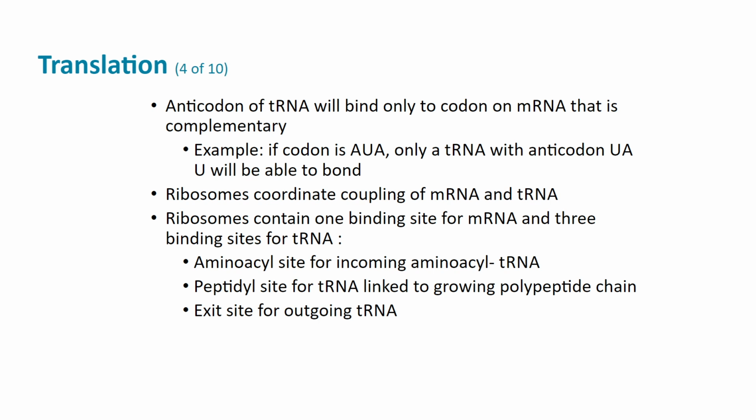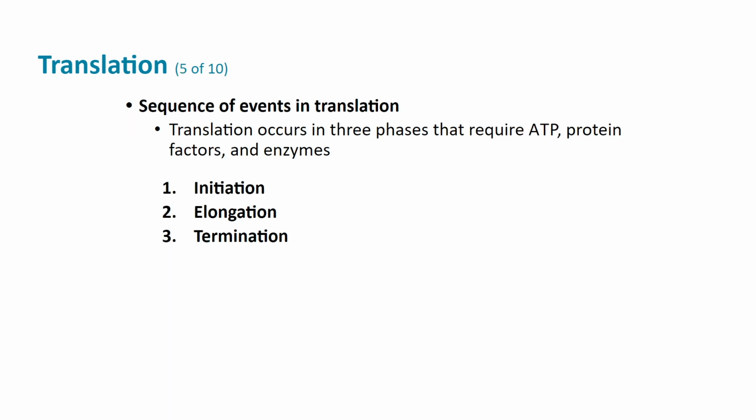I like to think of the amino acyl site as the arrival site, the peptidyl site as the processing site, and the exit site as the exit or outgoing location for tRNA. So the tRNA actually arrives at the amino acyl site, moves through and links to the proper mRNA codon at the peptidyl site. The peptidyl site is also going to help us process or create peptide chains or peptide bonds between adjacent amino acids. And then the tRNA, once it's done its job, exits out the exit site.